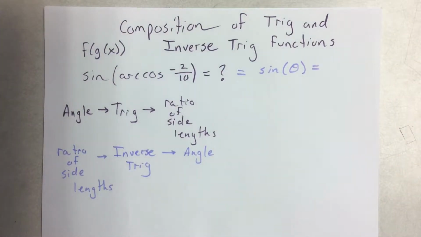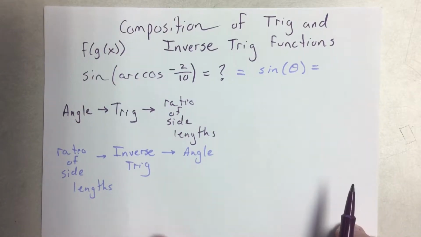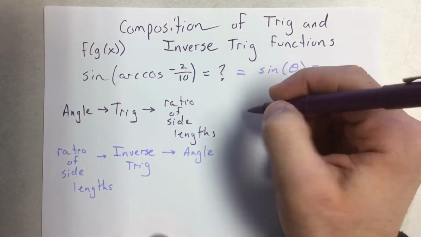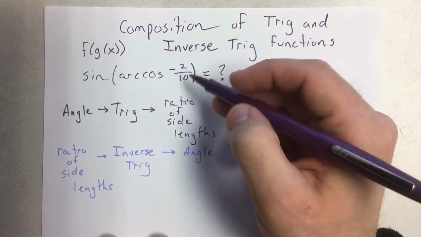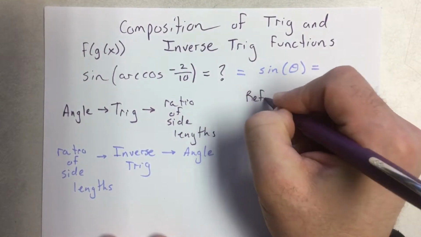So we don't know exactly for what angle cosine is negative 2 over 10. We do know what cosine is at certain angle measures, pi over 6, pi over 3, 2 pi over 3, pi, and so on. But for negative 2 over 10, we don't really know. So what we can do here is create a reference triangle.